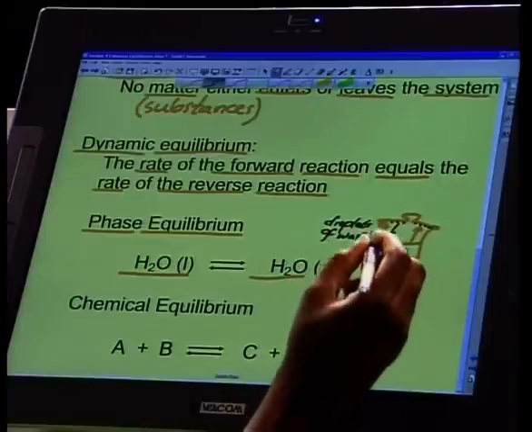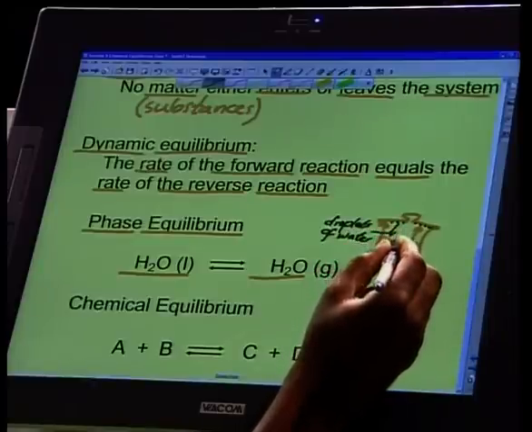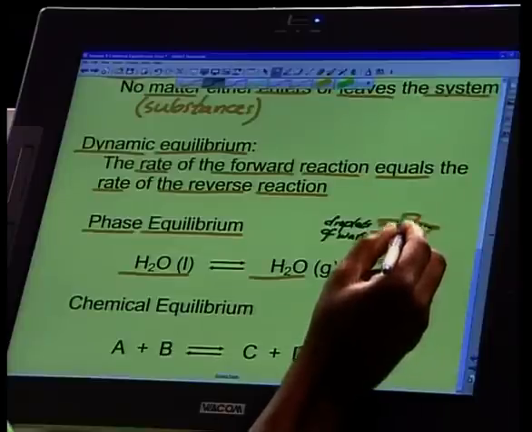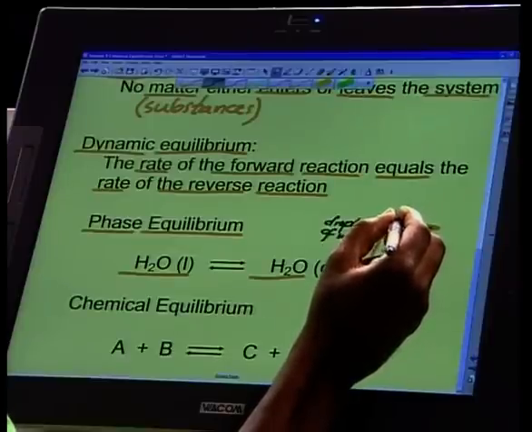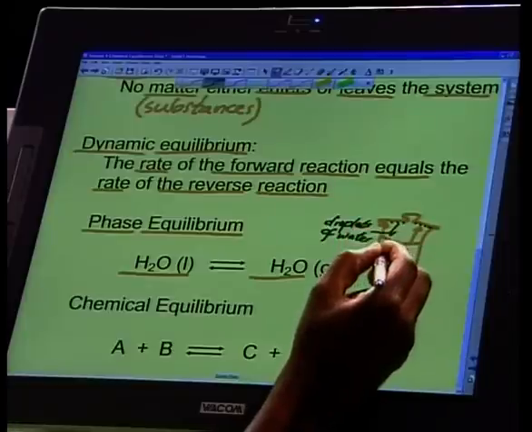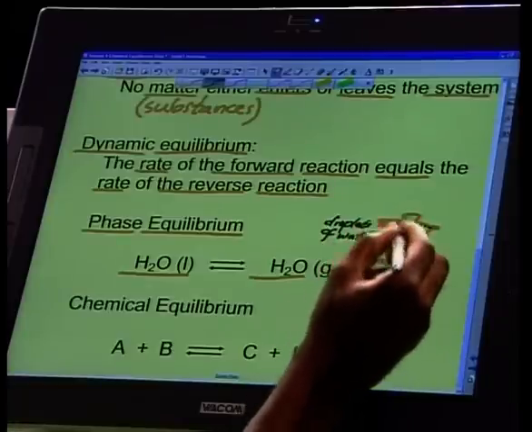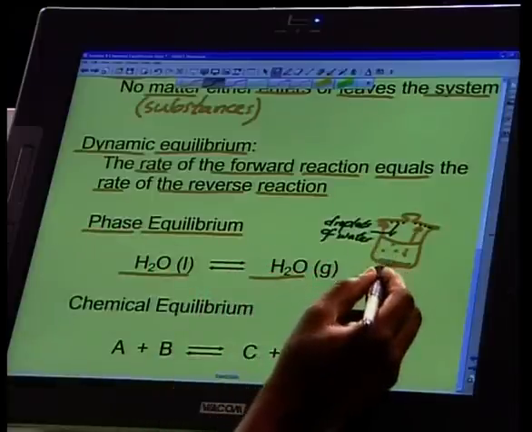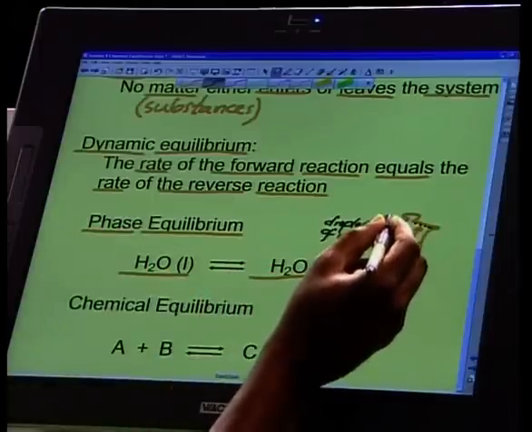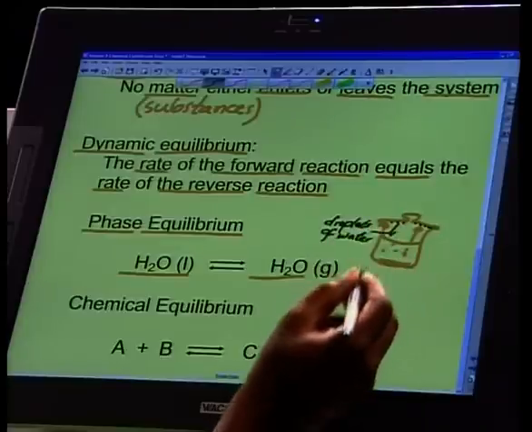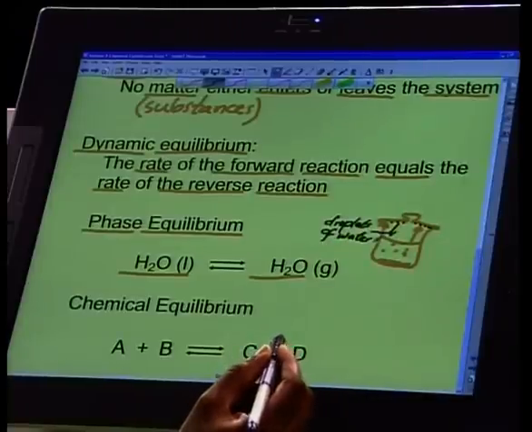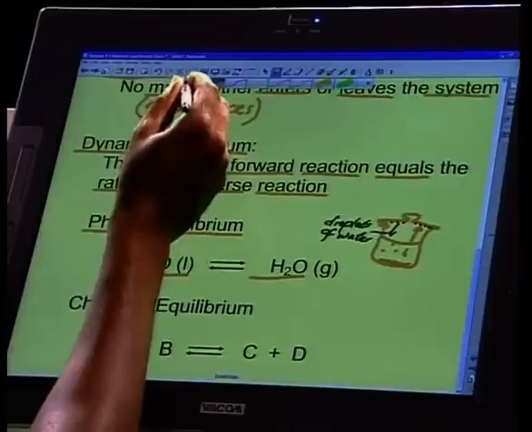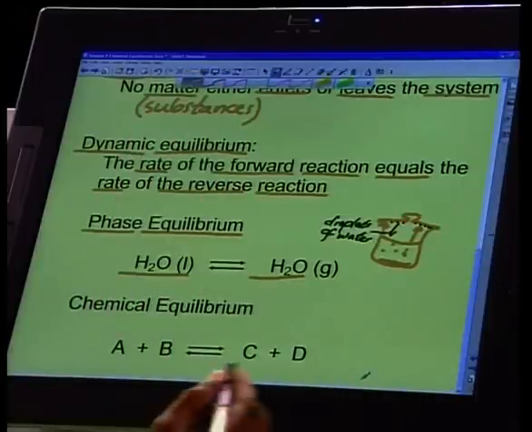So there is a time when the number of molecules that are converted into gaseous form equals the number of water molecules that are converted into liquid form. So at that moment, we have what we call phase equilibrium. Liquid turning into gas and gas turning into liquid at the same rate. Okay, so that's what gives us the phase equilibrium.